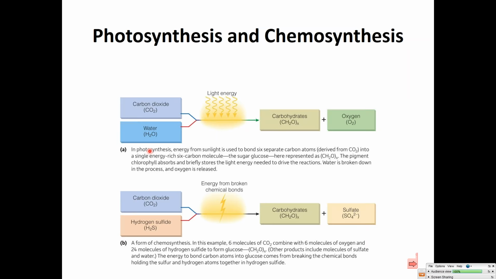Chemosynthesis, same thing, it takes carbon dioxide and hydrogen sulfide, and it breaks the chemical bonds of chemicals in the ocean, and that releases energy, which it then uses to reorganize carbon dioxide and hydrogen sulfide to make carbohydrates, and it produces sulfates as a metabolic byproduct. But you hear about, going back to photosynthesis, how plants absorb CO2 and release oxygen. That's the process of photosynthesis, right?